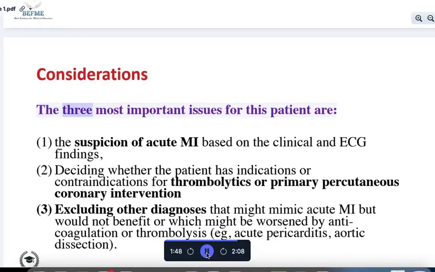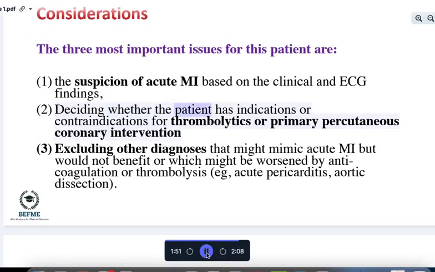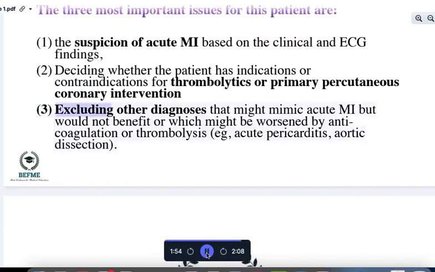Considerations. The 3 most important issues for this patient are: 1. The suspicion of acute MI based on the clinical and ECG findings. 2. Deciding whether the patient has indications or contraindications for thrombolytics or primary percutaneous coronary intervention. 3. Excluding other diagnoses that might mimic acute MI but would not benefit or which might be worsened by anticoagulation or thrombolysis, e.g., acute pericarditis, aortic dissection.